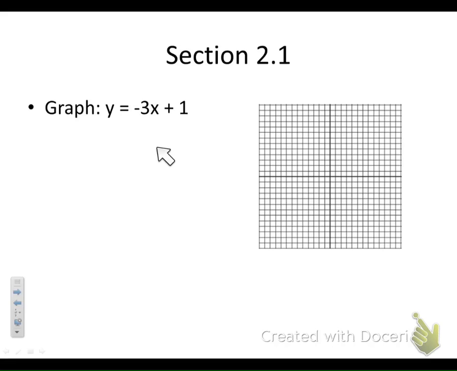Let's review graphing. So again, writing down notes about how to graph quickly. And that's the key point of this, how to graph quickly. Let's start with the slope-intercept form, y equals mx plus b. M is the slope, or I should say the coefficient in front of the x is your slope term. B is your y-intercept. That's where you start.